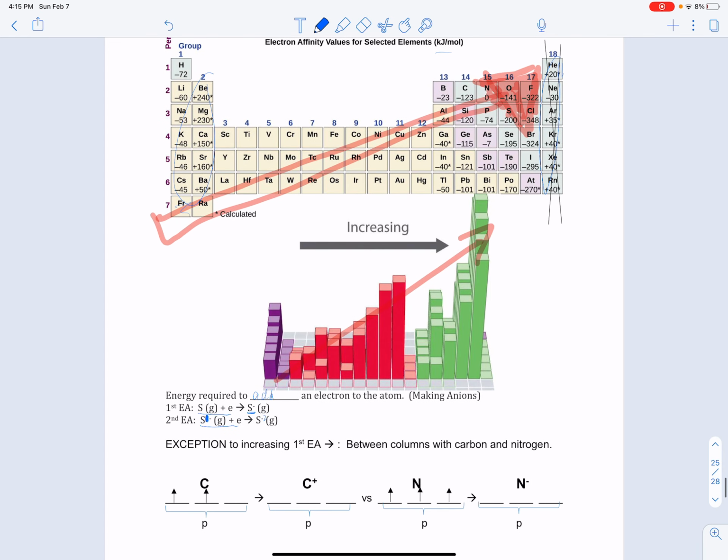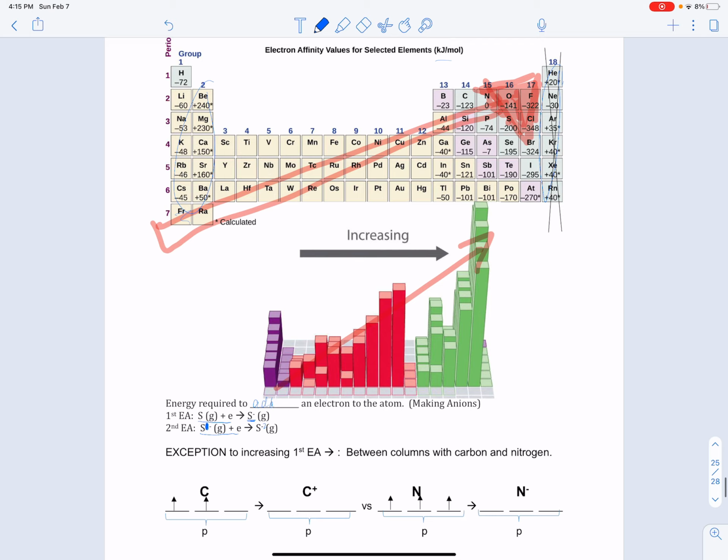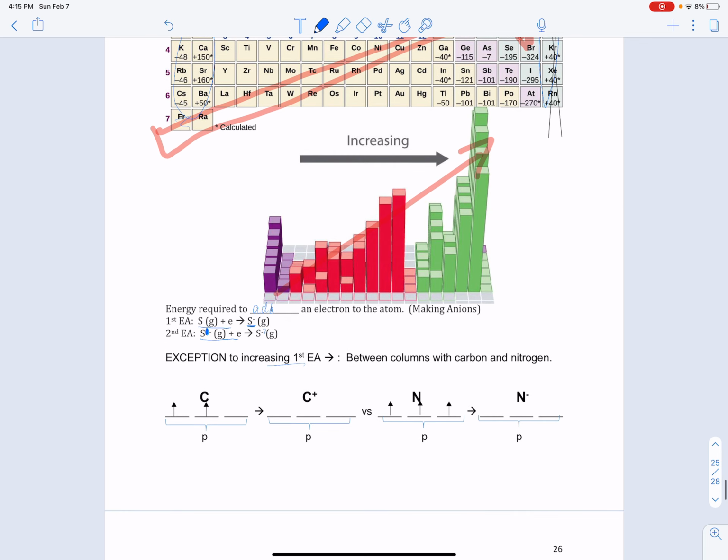So, like before, there's a funny little spot on the chart, and you'll notice it happens between carbon and nitrogen. Before it was between nitrogen and oxygen, now it's between carbon and nitrogen. So whenever it involves nitrogen, it's a little funny. So let's look at why there's the exception between carbon and nitrogen. Again, we are adding an electron. Sorry, that was a typo. That's supposed to be negative. We're adding an electron to carbon.